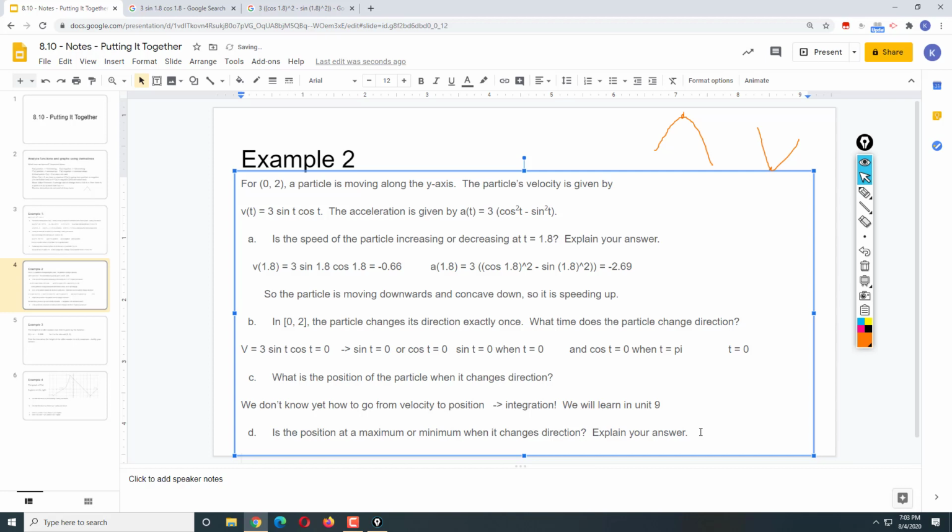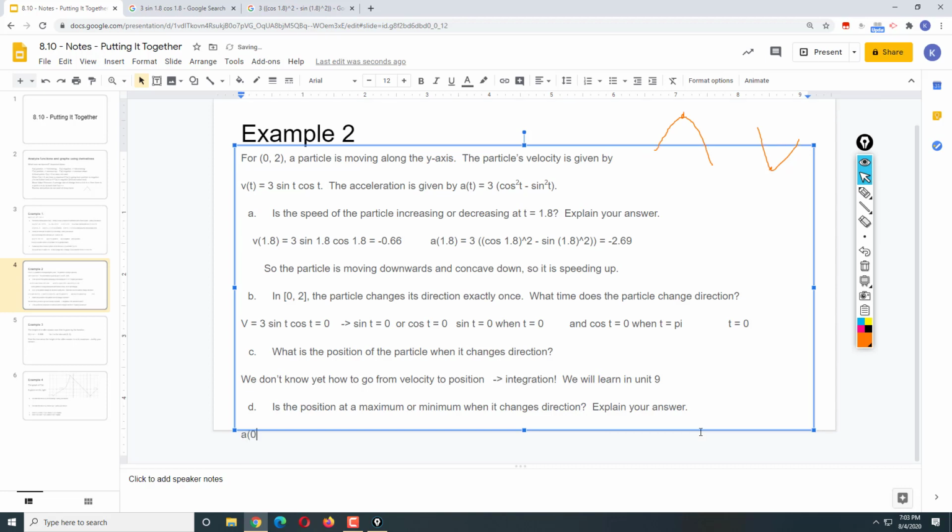D. Is the position at a maximum or minimum when it changes direction? Okay, well, we can use the second derivative test. Maximum means the second derivative is negative. When the second derivative is positive, we have a minimum. So it changes direction at t equals 0. A of 0 is equal to 3 times cosine 0 squared minus sine 0 squared, which is equal to 3 times 1 minus 0, which is equal to 3. So it's positive. Because it's positive, we have a minimum point by the second derivative test.